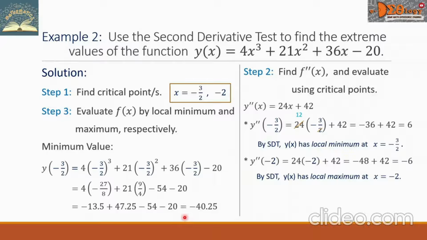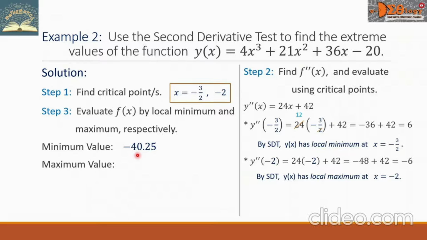Simplifying further, the final answer here is negative 40.25. Let us copy this value in here. Let's proceed with maximum value.